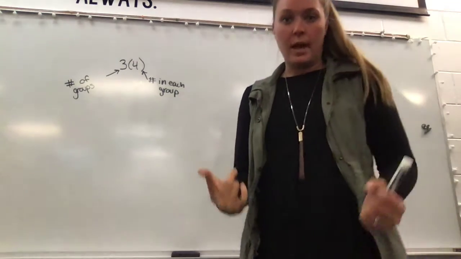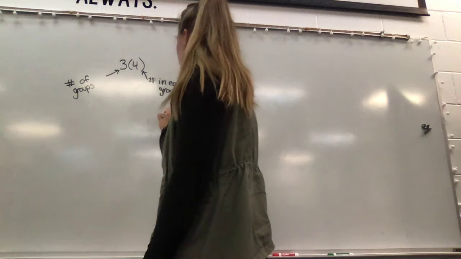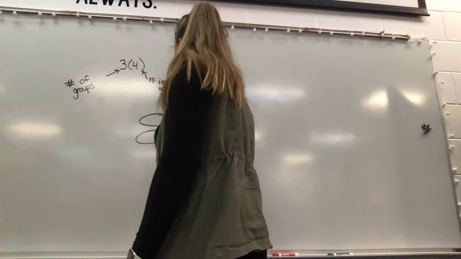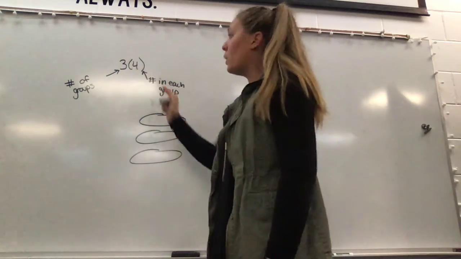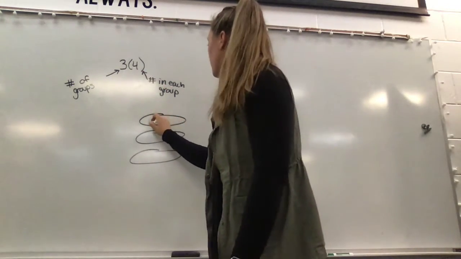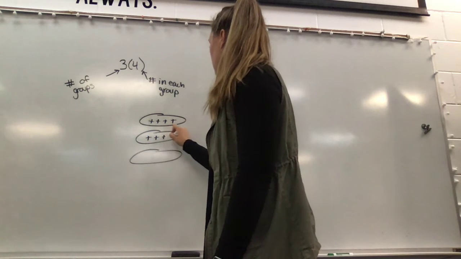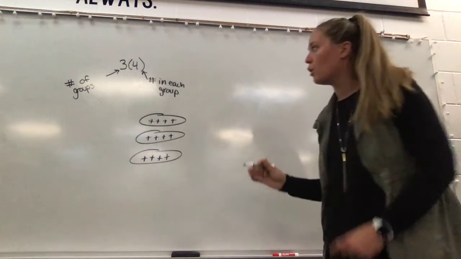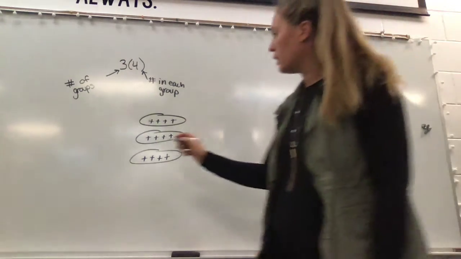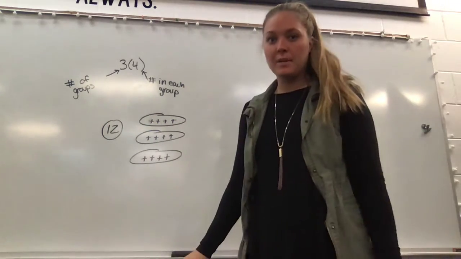The reason this is helpful is because now we can make our 3 groups. Here's our 3 groups. The 4 is what is in each group. So I'm going to put 4 in there, and these are positive, so I put pluses. So I have my 3 groups of 4. So 3 groups of 4, or 3 times 4, is 12, and it's a positive 12.